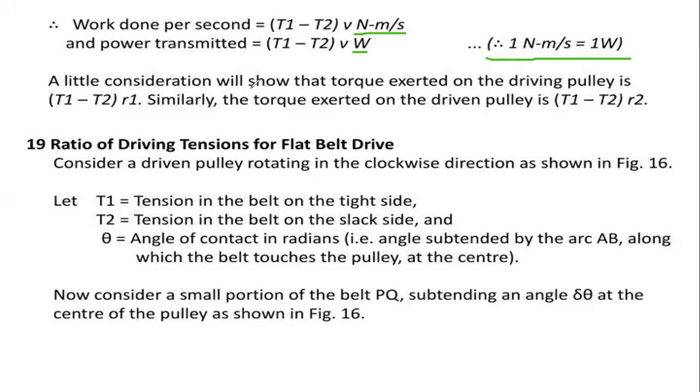Electrical consideration will show that the torque exerted on the driving pulley is (T1 minus T2) into R1, where R1 is the radius of the driving pulley. Similarly, under the same conditions, the torque exerted on the driven pulley is (T1 minus T2) into R2.